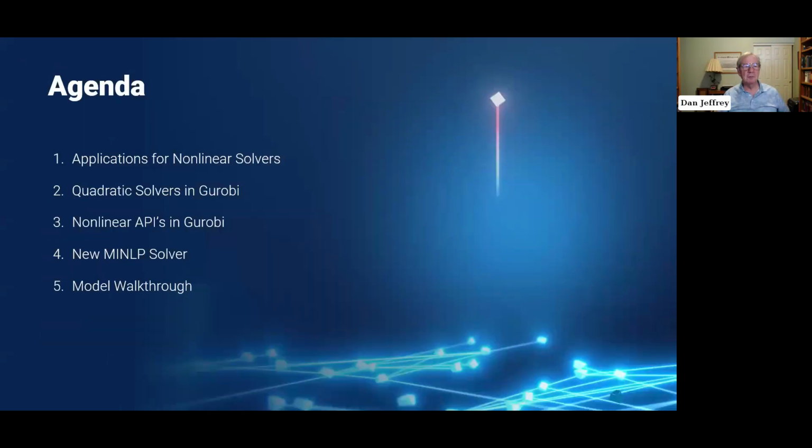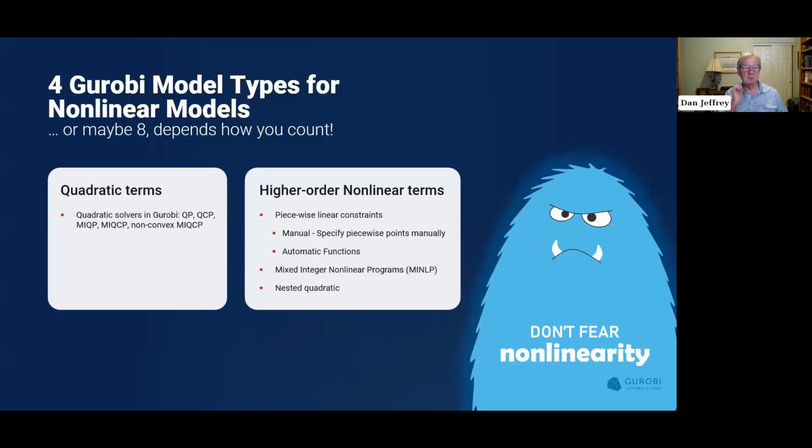So let's talk about nonlinear solvers. Gurobi has a lot of capabilities here, and we're going to cover them all in this presentation. We'll first talk about applications for nonlinear solvers, because some of you probably aren't using those functionalities yet. We'll talk about the quadratic solvers in Gurobi, the nonlinear APIs in Gurobi, more general nonlinear than just quadratic. And then we'll dive into the new mixed integer nonlinear solver in Gurobi. And we'll have a little walkthrough that really demonstrates what Gurobi's doing when it's reading your model with these nonlinear functions. So let's get started.